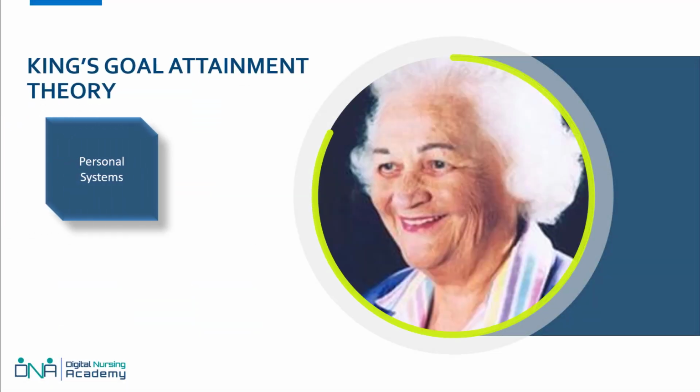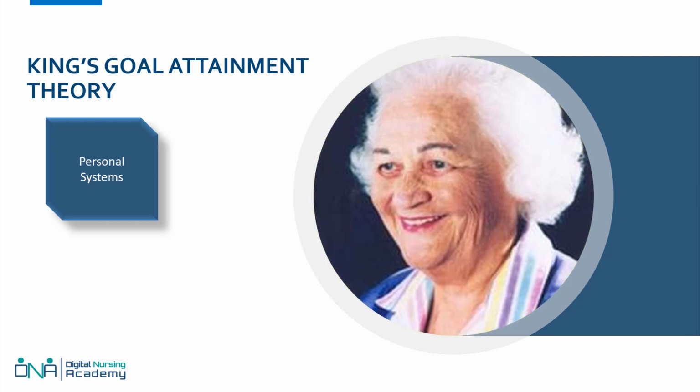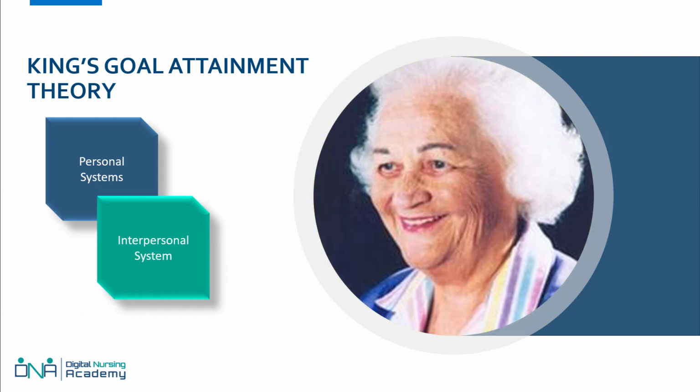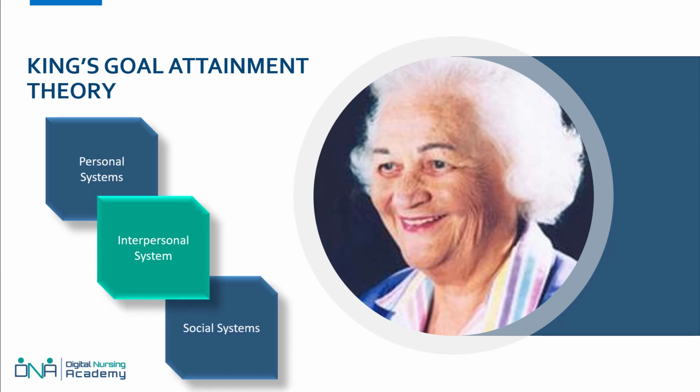King's goal attainment theory shows the relationship of personal systems or the individual, interpersonal systems, and social systems such as the educational system and healthcare systems. King's theory offers insight into nurses' interaction with individuals and groups within the environment.